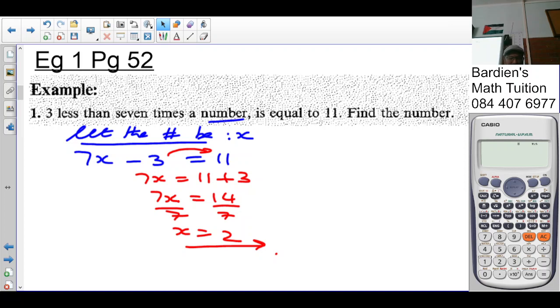Number 2 on the next page. On page 2. Don't look at the sums now in your books. Try and do it on your own. Okay.